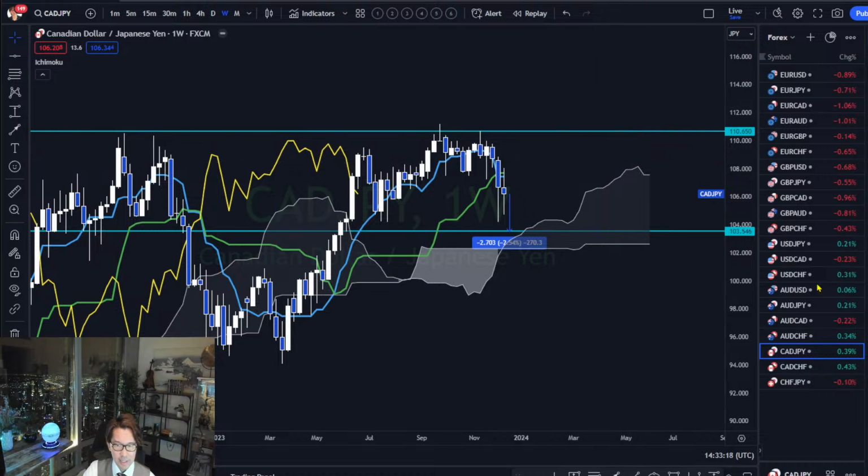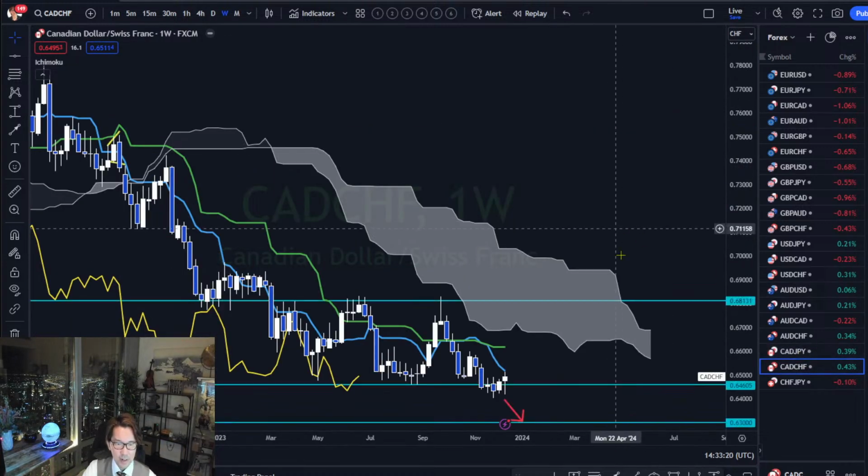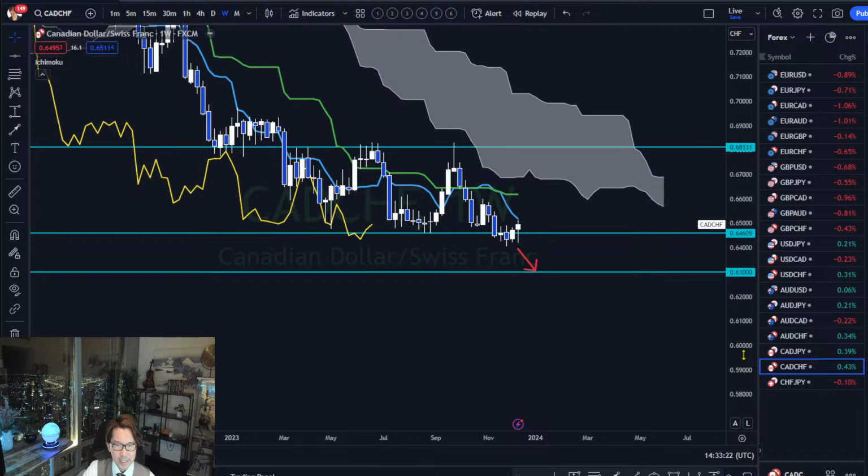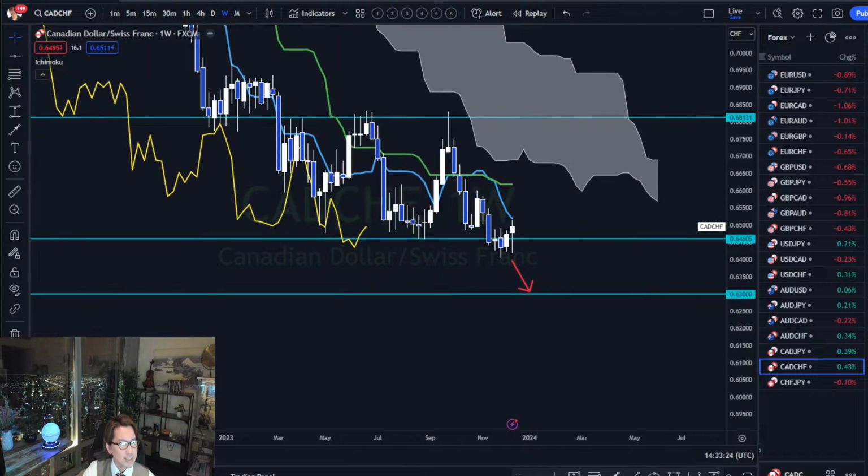So that's my analysis. And then CAD Swiss franc is about to break the support, and to me it's still bearish. Chikou span is below candles and Kumo Senko span A is down. Kijun Sen flat, but Tenkan Sen is down. So to me it's continuously bearish. I will keep my arrow down and see if it breaks the support.